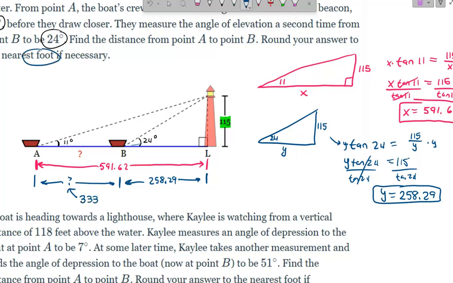Since we'll round it to the nearest foot, I'll just go ahead and now round it and say that the distance the boat has traveled is 333 feet.